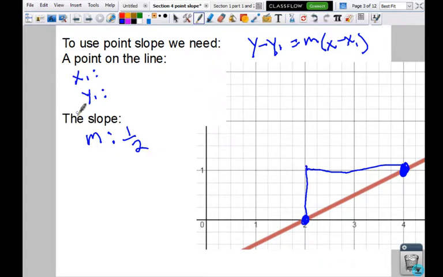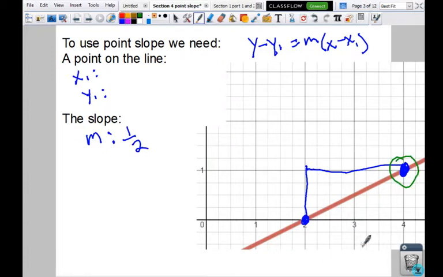Okay. So m is like normal. Now, our point, our x1 and y1, is a little different. I already have 2 points on this line for my slope, right? Pick one. Drayden, which one do you want to use? The one on the left or the one on the right? The one on the right. Perfect. So I'm going to look at this point here on the right.